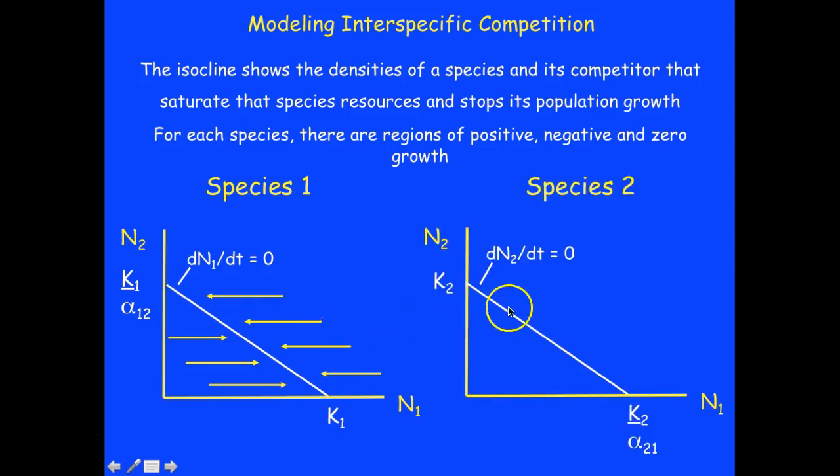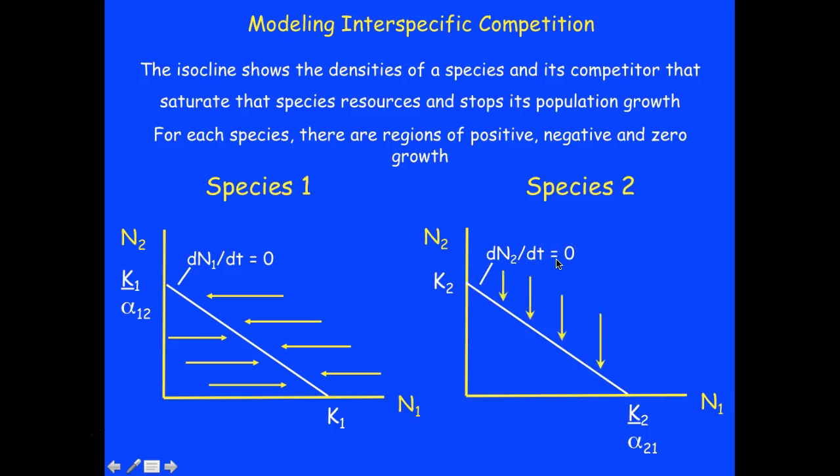So we can take a look at species 2. Again, species 2 is going to have a no-growth isocline. We can plot the ends of species 2 using the carrying capacity of species 2, K2, along the y-axis and K2 divided by alpha 2,1 on the x-axis. Remember, that is essentially representative of how many individuals of species 2 are going to fill the carrying capacity of species 1. And we have a no-growth isocline for species 2 here. Any population densities along that line represent dN/dt equals 0 for species 2.